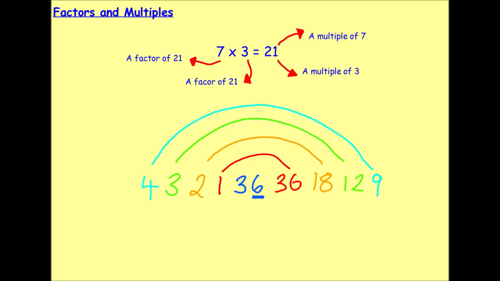The next number to look at would be 6. I can multiply 6 by a certain number to get me to 36, and I would multiply it by 6. Now there I'm starting to repeat, so if I'm going to carry on, the next number would be 9, and I'd times that by 4. But because I've already got them, we stop there. And they are all my factors of 36.